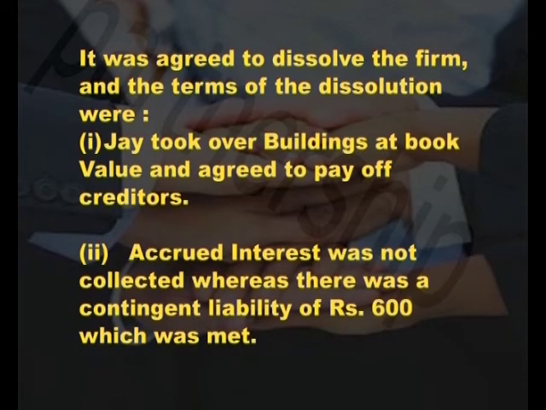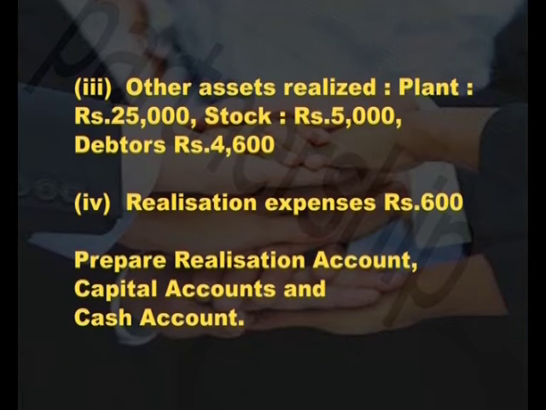It was agreed to dissolve the firm, and the terms of the dissolution were: the first one, Jay took over buildings at book value and agreed to pay off creditors. Second one, accrued interest was not collected, whereas there was a contingent liability of rupees 600 which was met. The third one, other assets realized: plant rupees 25,000, stock rupees 5,000, debtors rupees 4,600. The fourth one, realization expenses rupees 600.